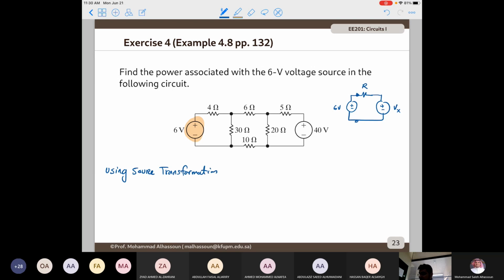So what we can see here is that we have a resistor in series with the voltage source. So I can replace it by a current source in parallel with the resistor. So what's the value of that source? It's going to be the voltage source divided by the resistance. So 40 divided by 5 is 8.